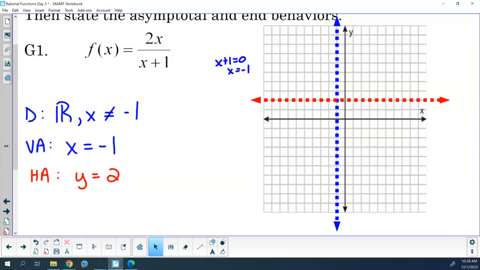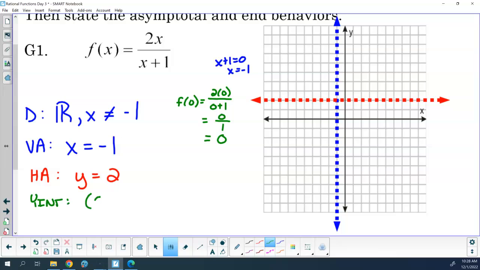Step 3, that's new today, right? Step 3 was find the y-intercept. How do I find the y-intercept? Plug in 0, okay? So I'm going to find f of 0. That's going to be 2 times 0 over 0 plus 1. Well, 2 times 0 is 0. 0 plus 1 is 1. So 0 divided by 1 is 0. So my y-intercept is 0, comma 0.